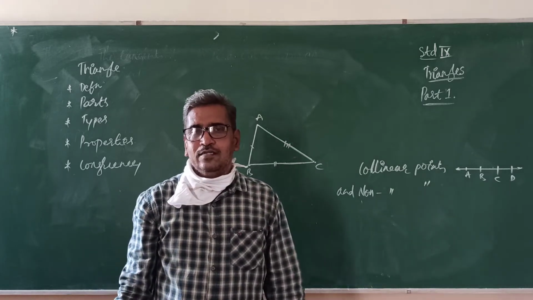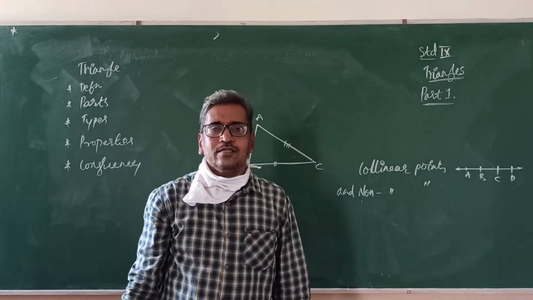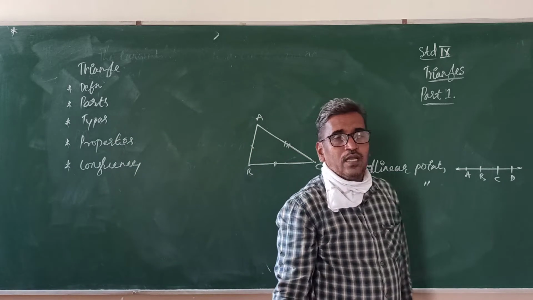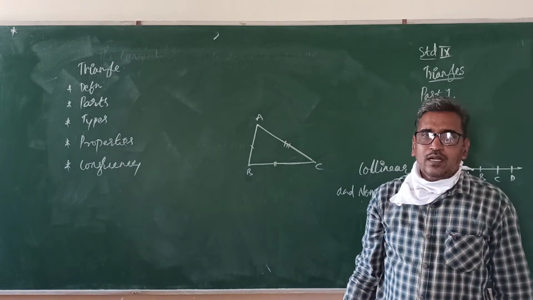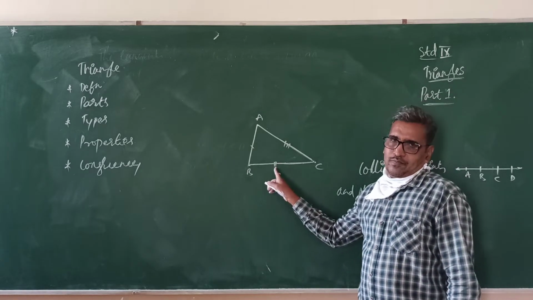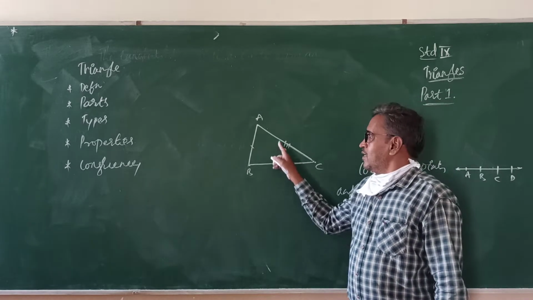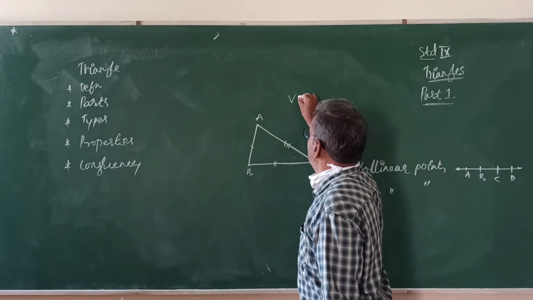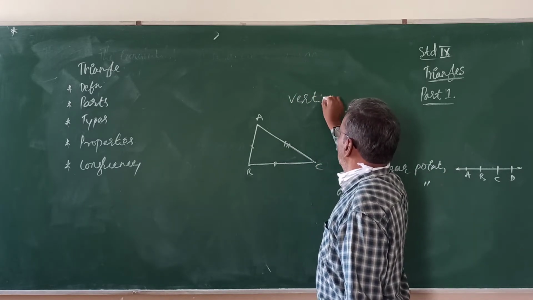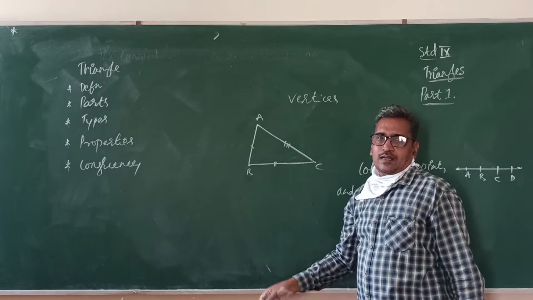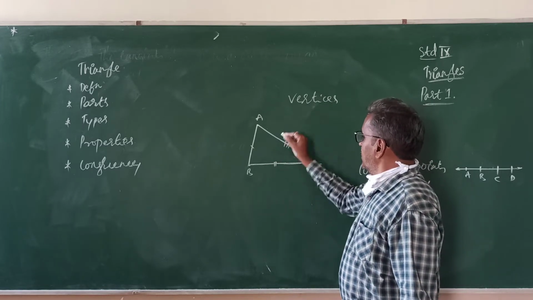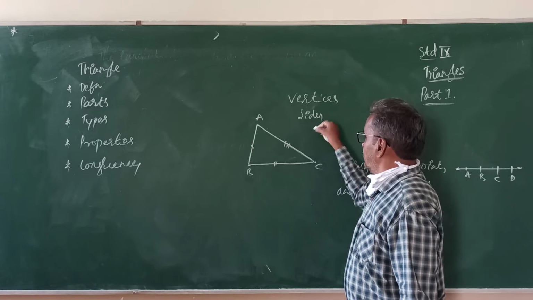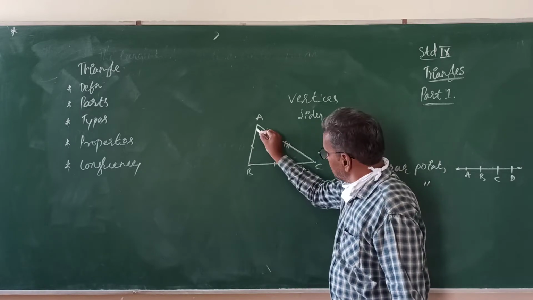Understanding what a triangle is: a triangle is a geometrical figure formed by 3 non-collinear points joined by line segments. Then A, B, C are called vertices of a triangle, and AB, BC, AC are called sides of the triangle.